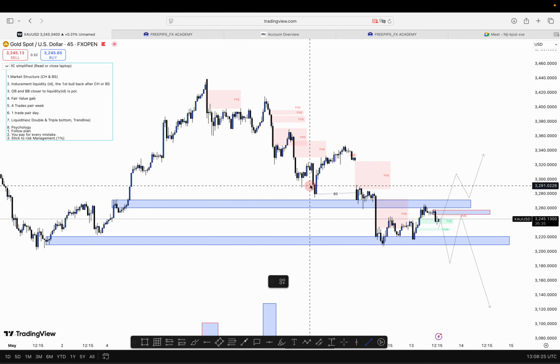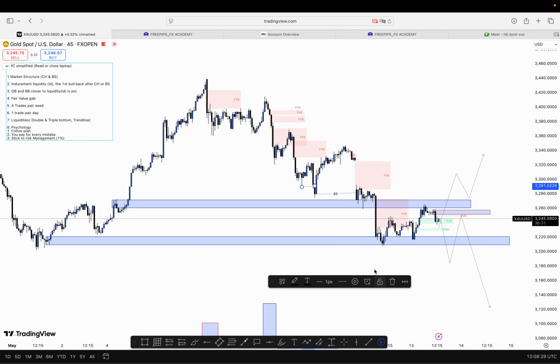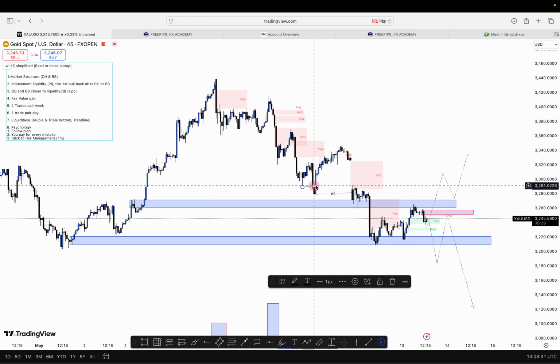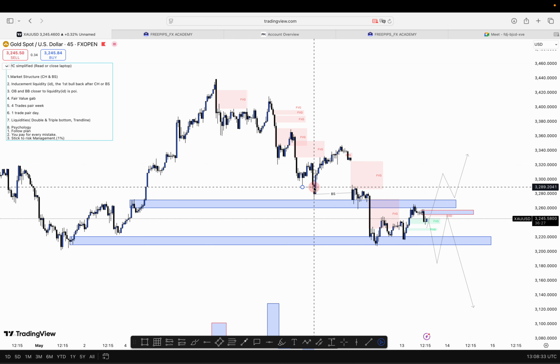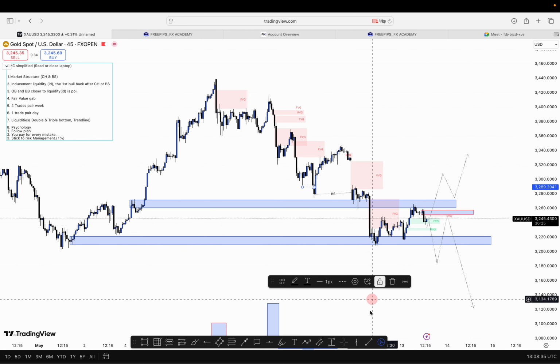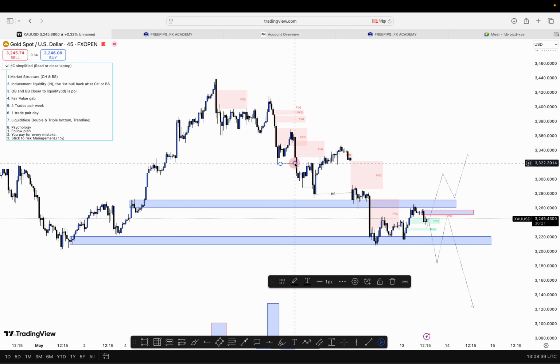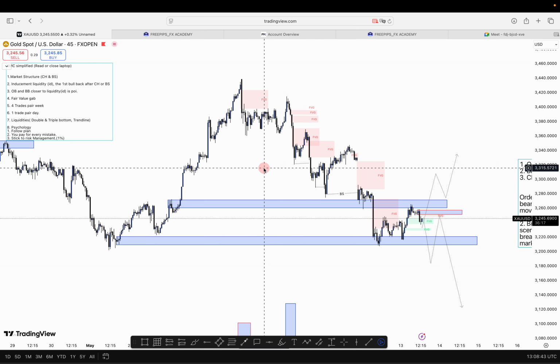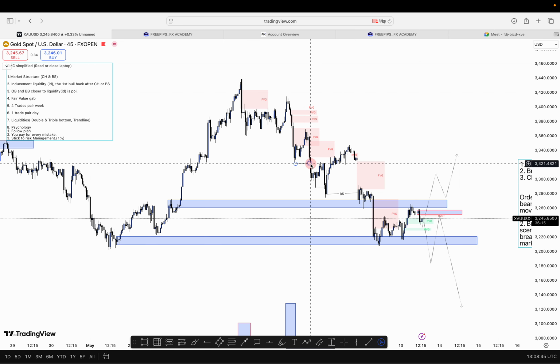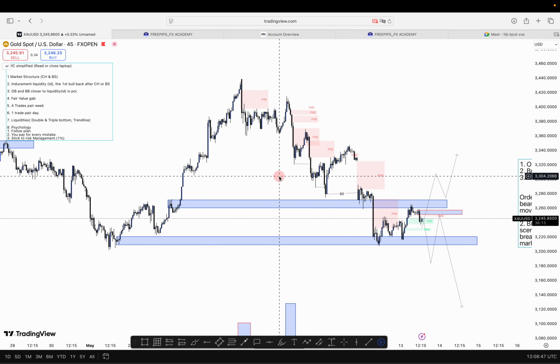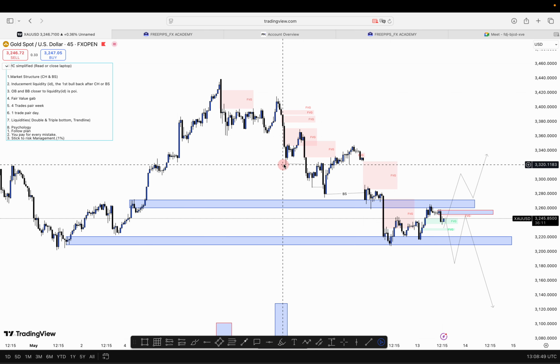So for you to know where the market is going, you have to be able to identify break of structures, the trend of the market. And trading is about being a good identifier. If you really have the eye to actually identify things, you can be a good trader.